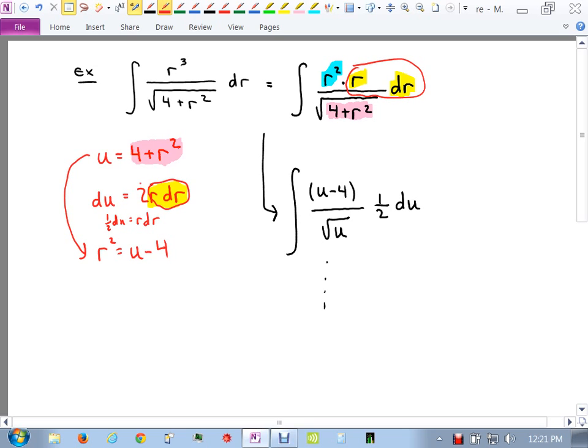I knew the pink, the 4 plus r squared, I knew that would be my u, but the r squared wasn't accounted for in my integral, the blue part. So I took this one here, u equals 4 plus r squared, and I solved it for r squared by subtracting 4 on both sides. Then that tells me I can replace that r squared up there with u minus 4.